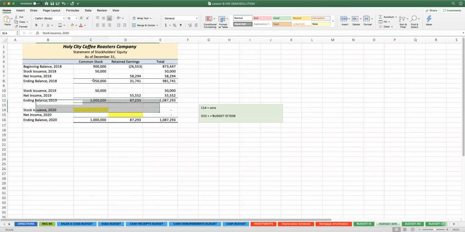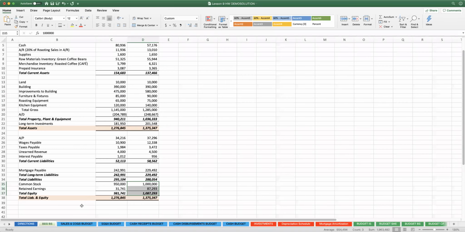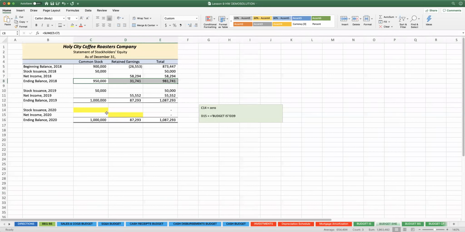So let's just verify that these are in fact the 2018 numbers. So those are ending amounts that should be on the balance sheet back here for 2018. So take a quick look, and now let's go. And they are in fact the same. And now take a quick look at these. That was 2019 right there. So go to our budgeted statement of stockholders' equity, and those are the numbers you just saw.